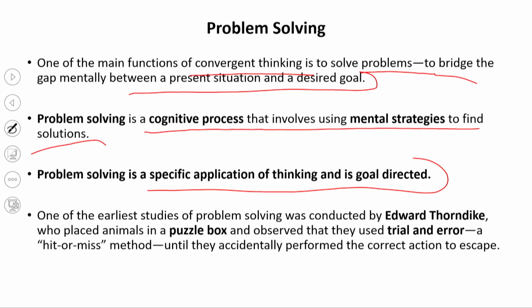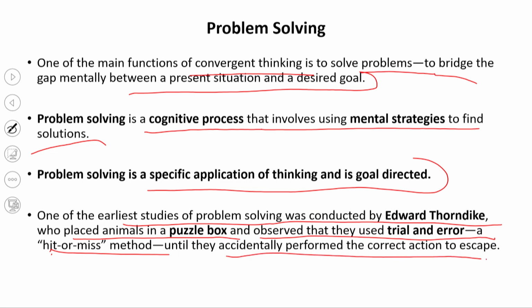For example, one of the earliest studies on problem solving was conducted by Edward Thorndike, who placed animals in a puzzle box and observed that they used trial and error, which is also called the hit or miss method, until they accidentally performed the correct action. So, even animals, when put in a puzzle box, do a kind of trial and error. Sometimes they take a wrong step, then they understand this is not the right way, then they try something else. That is called trial and error.